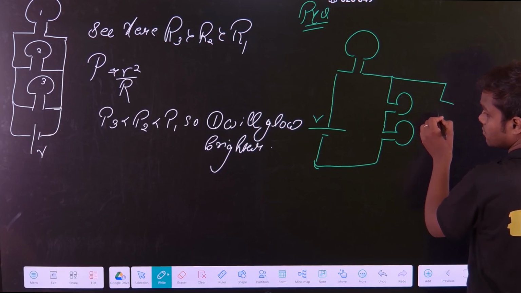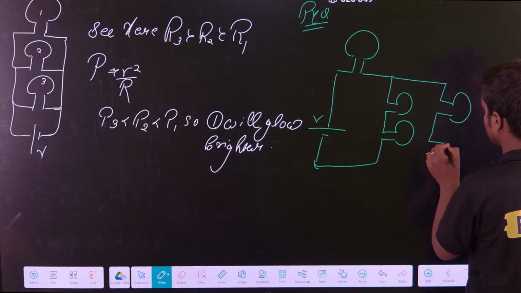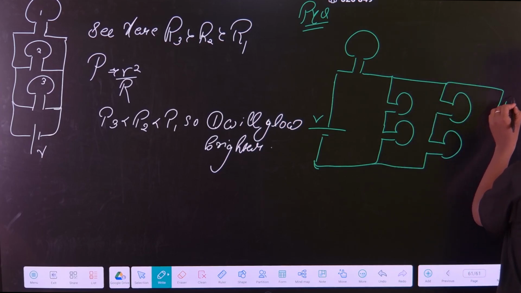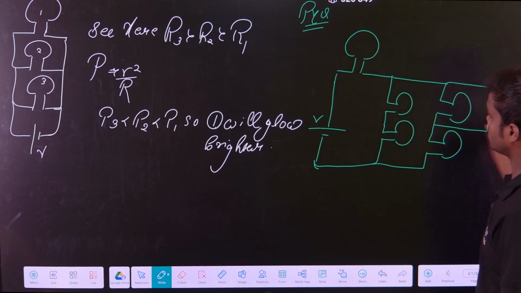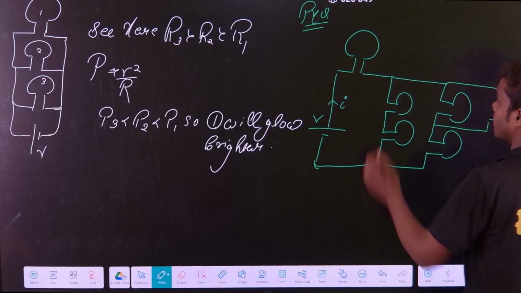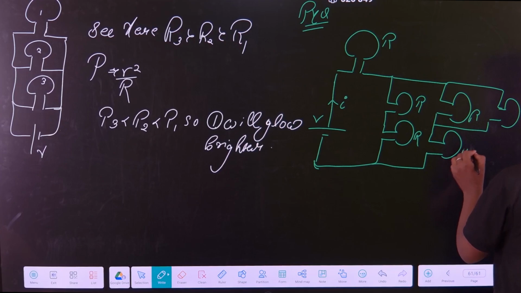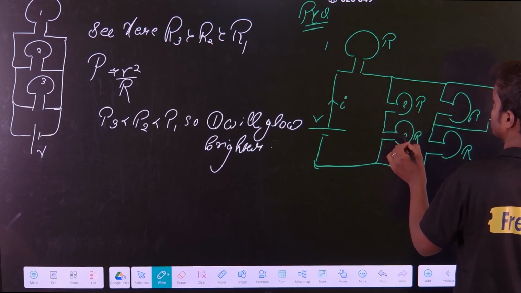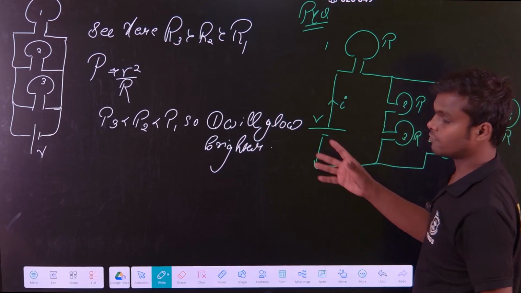Then there is one more bulb, and one more bulb, and one more bulb. This is how they have given it, and they tell us that the current is I. The resistance of all the bulbs is R. This is bulb 1, this bulb 2, this bulb 3, 4, 5 and 6. Now they ask which one will glow brighter.